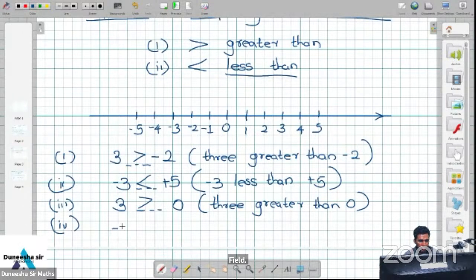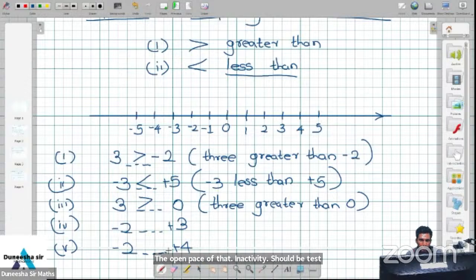Can you get the answer? The open face of the inequality should face the right number. Right side number එක පැත්තට හැරලා තියෙන්න ඕනේ.